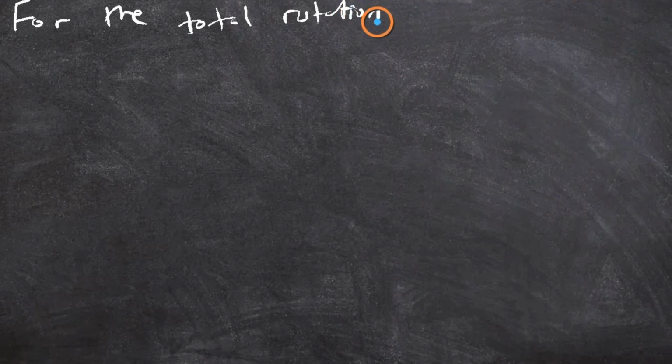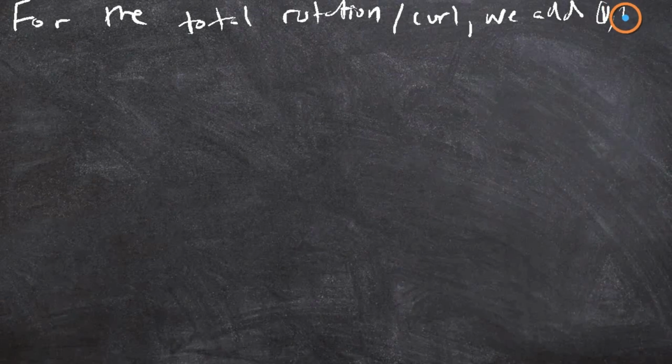For us to compute the total rotation, because a curl is a rotation of a field, right? So it is a rotation, or we can just simply call it a curl. For us to compute the total curl, we have to consider equation number 1, equation number 2, and equation number 3, and we add them. So add 1, 2, and 3, which are the equations that we labeled on the previous page.